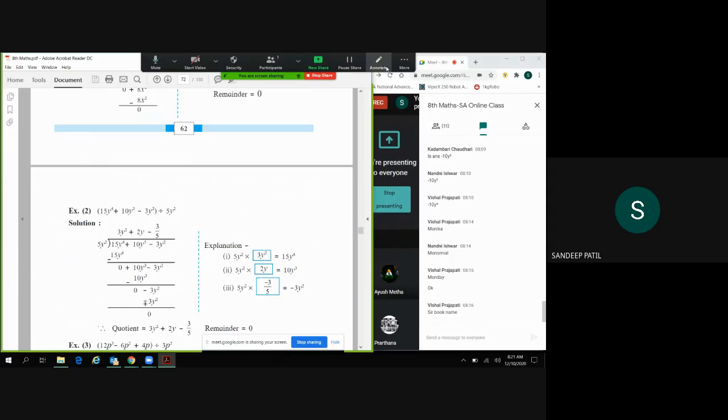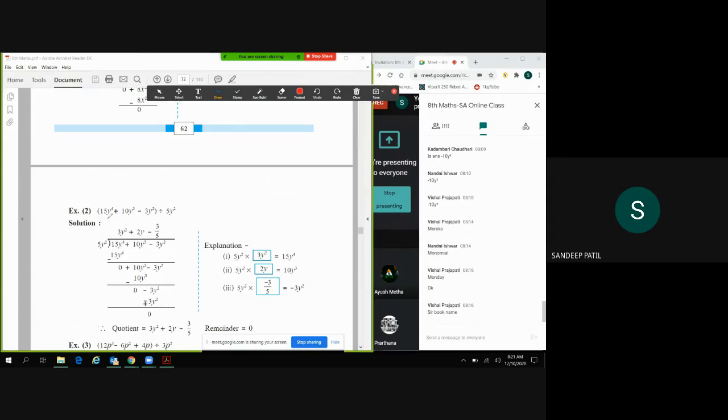So let's do this division again. 15y raised to 4 plus 10y cube minus 3y square divided by 5y square. So we will look at it one by one. 15y raised to 4 divided by 5y square. 15 divided by 5 becomes 3, and y raised to 4 divided by y square becomes y square.